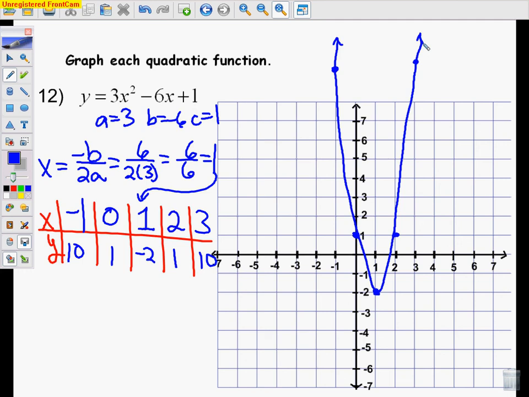A couple things that you always want to check when you're graphing your parabola. Number 1, if a is positive, our parabola should open up, and ours does. Also c will always be the value of your y-intercept, and our y-intercept is 1 there, so that is correct as well.